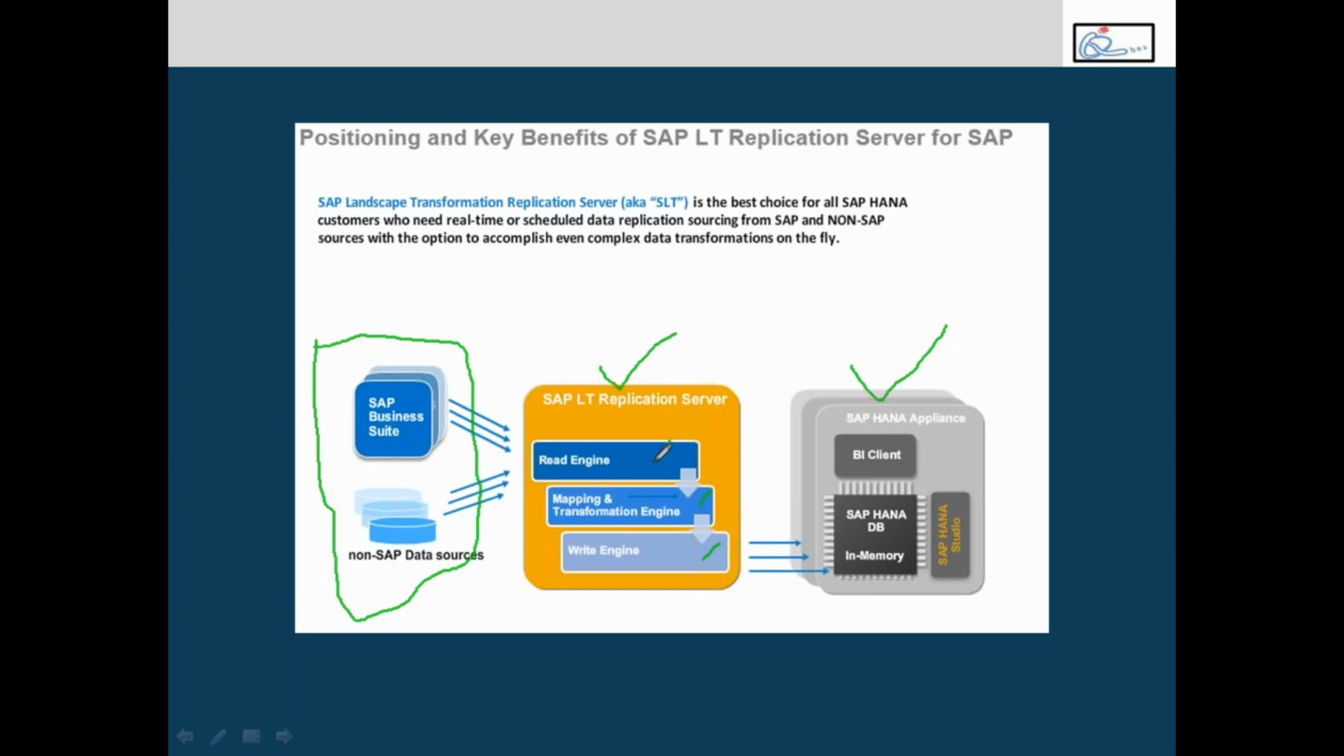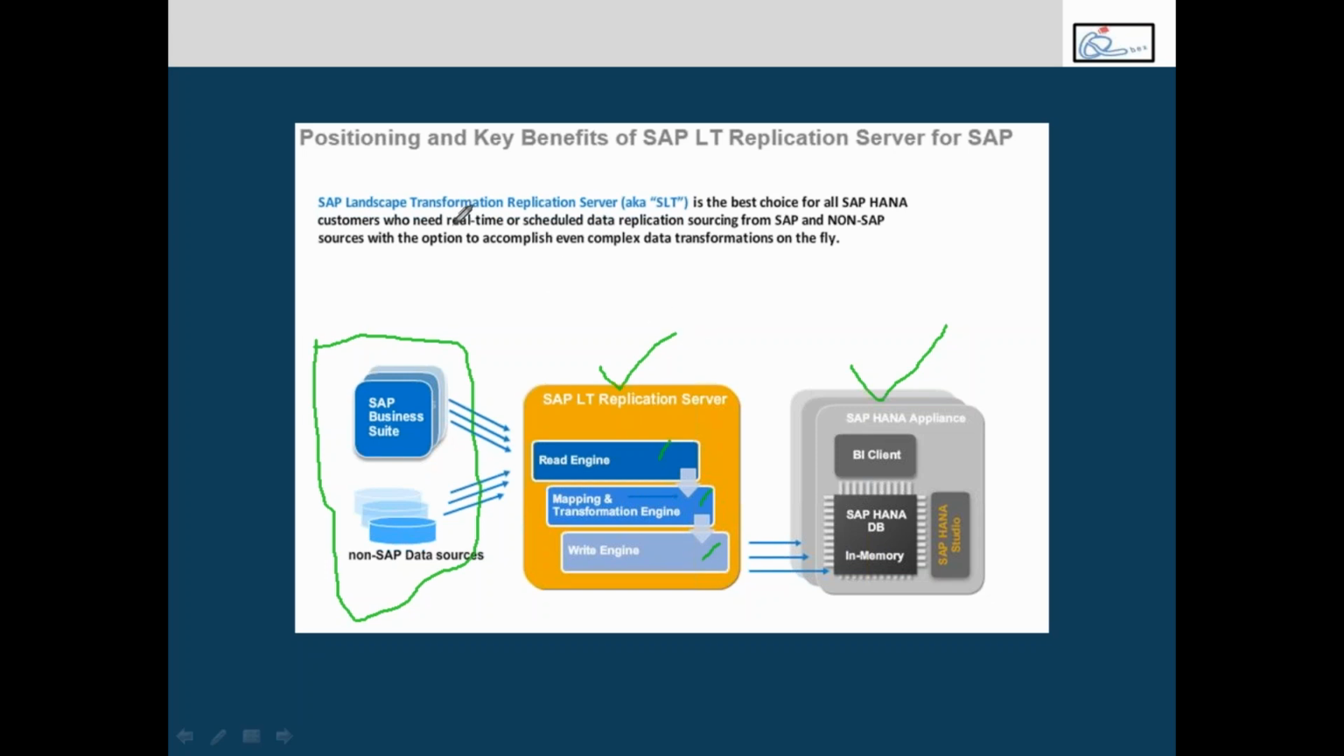This will mainly have three engines: read engine, write engine, and mapping and transformation engine. Read engine will read the data from the source. Write engine will write the data into the HANA database. And with the help of mapping and transformations, say while replicating data from source to target you would like to do some transformations to the data, we can achieve that with SLT.